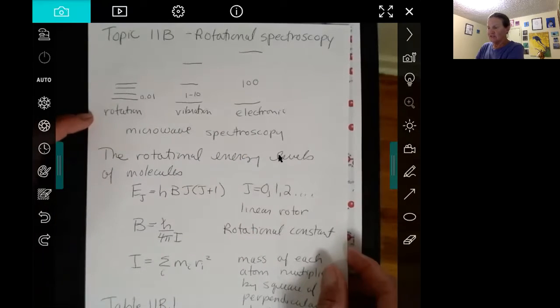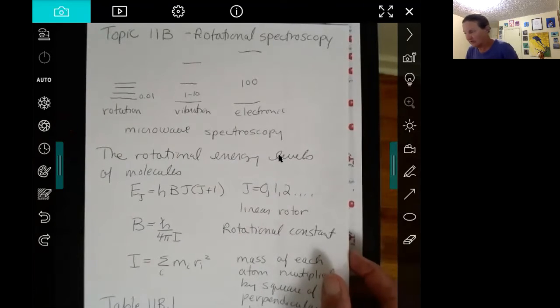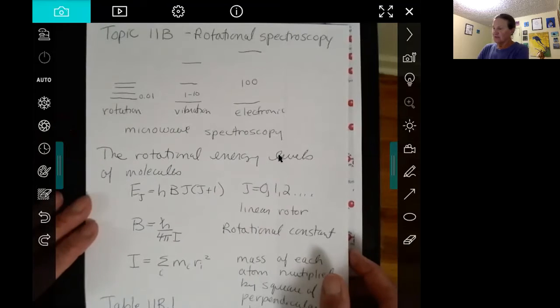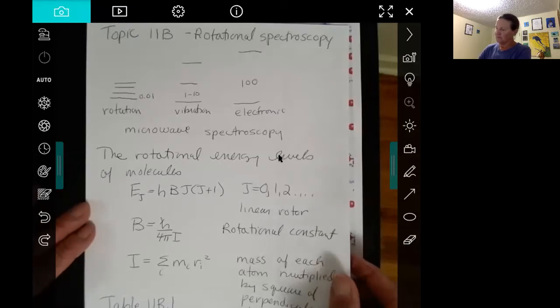So rotational energies are very close together for molecules, and it doesn't take a lot of energy to change the rotational energy of a molecule. So we can't be talking about atoms because atoms don't rotate. Rotation always deals with nuclei moving through space. So we're talking about molecular rotational spectroscopy, and it's going to end up in the microwave region.